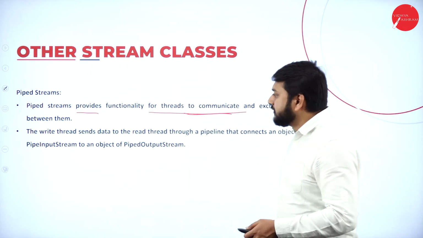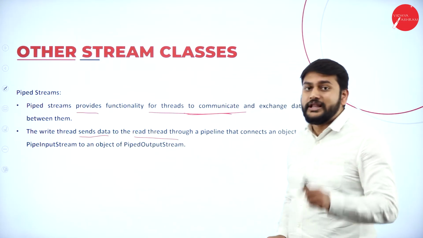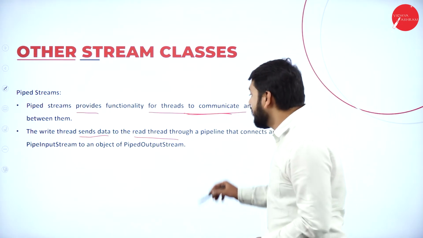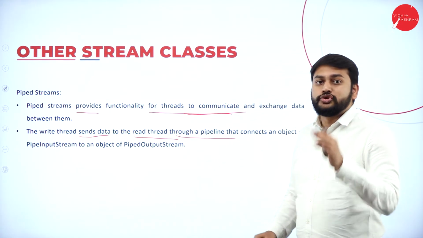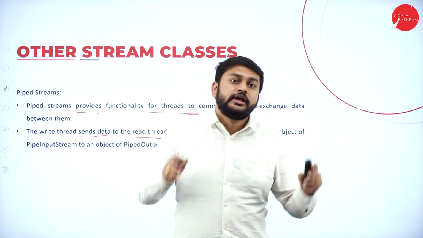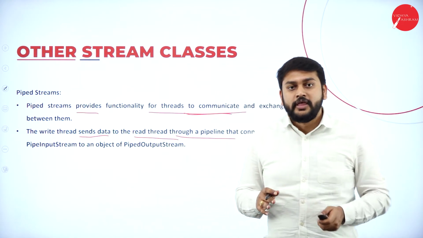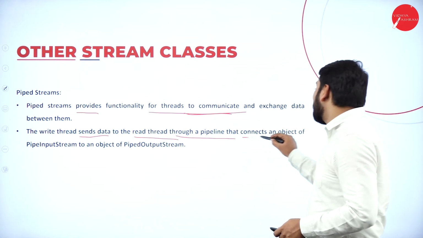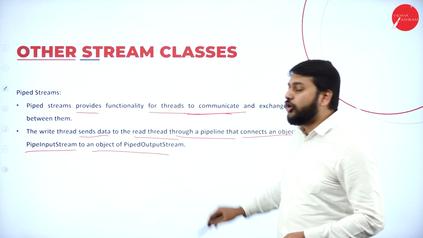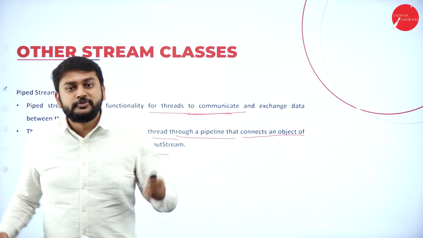Fine, the write thread sends the data to the read thread. Please understand, the write thread sends the data to the read thread through a pipeline. That is most important. Through a pipeline is most important at this particular point. And then it connects the object of pipe input stream to an object of pipe output stream. This is how we handle the pipe stream.